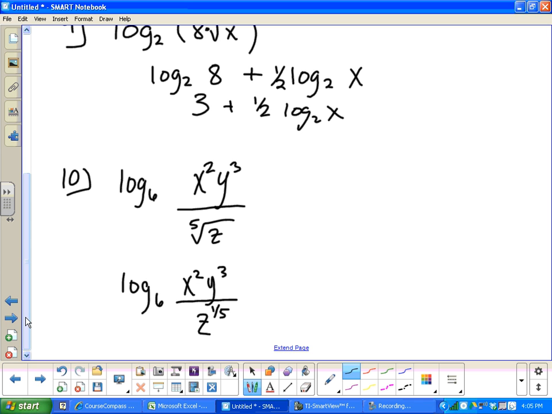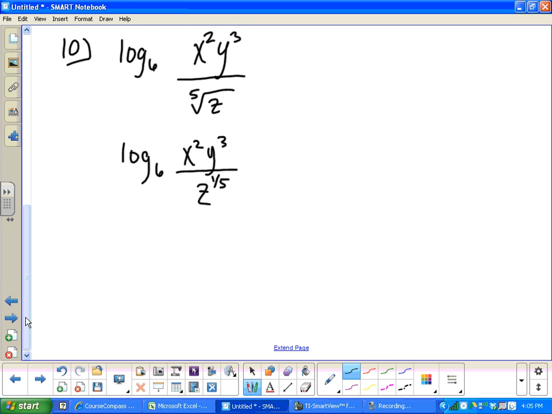Okay, now let's expand our logarithm here. So notice we've got multiplication here and then division here. And all these powers, the 2, the 3, and then the 1/5, are just going to come out to the front there.